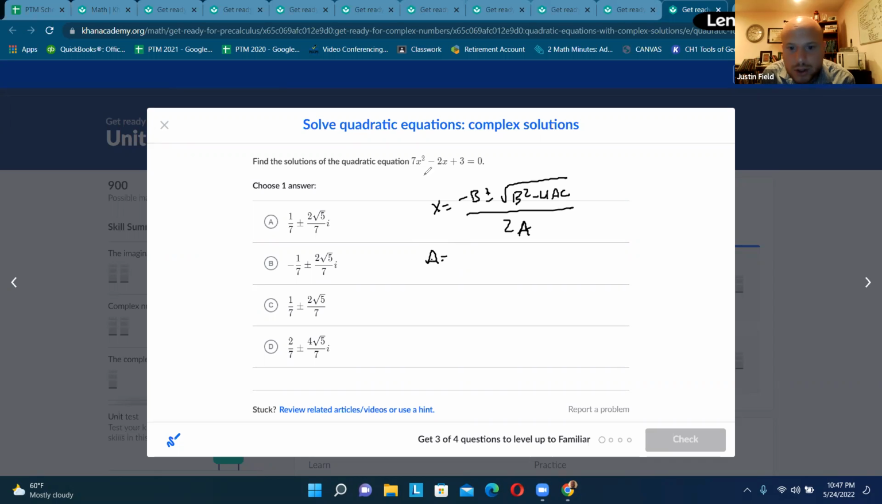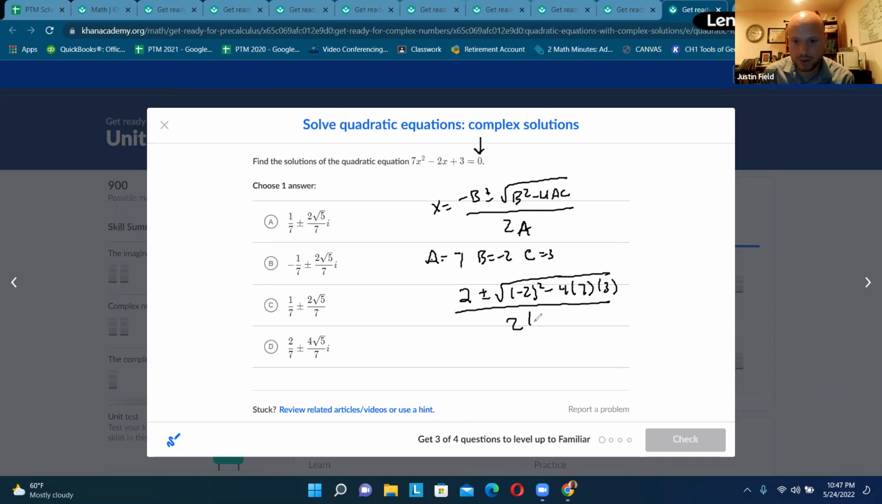a equals 7, b equals negative 2, and c equals 3. We can label those because it's already equal to 0. If it wasn't equal to 0, we would have had to get everything on one side. So now let's substitute it. Negative b, so positive 2, plus or minus the square root of b squared, which is negative 2 squared, minus 4ac, all over 2a.